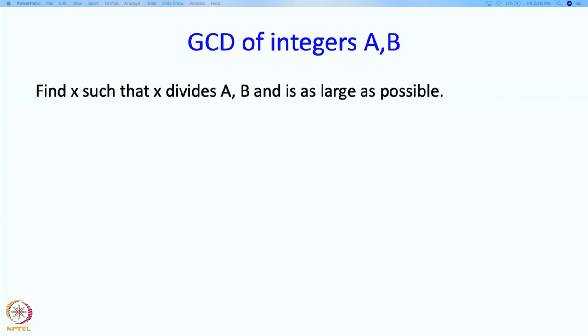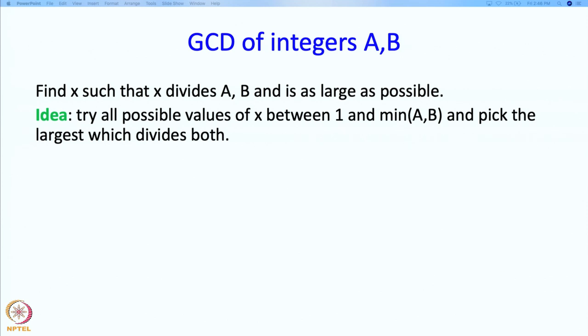Okay, so let's see in more detail how we solve this GCD problem. So the problem again is find x such that x divides a and b and is as large as possible. So the idea we mentioned was try out all possible values of x between 1 and minimum of a and b and pick the largest which divides both.